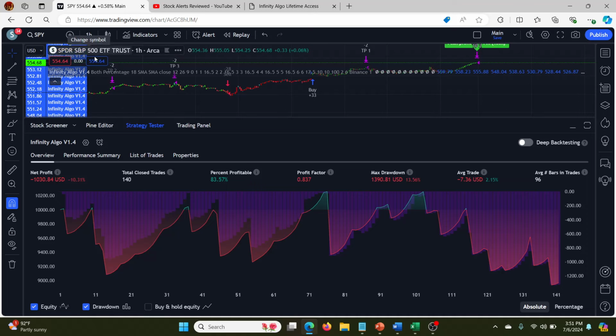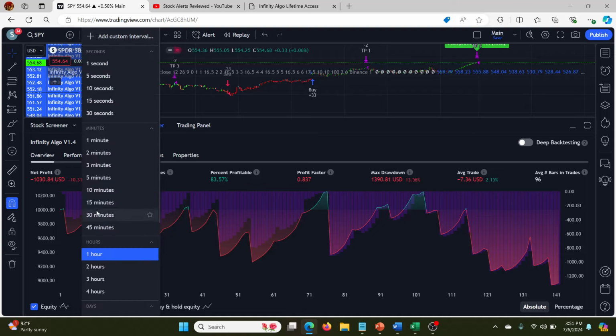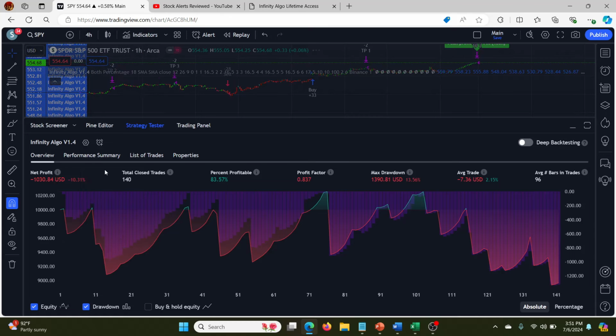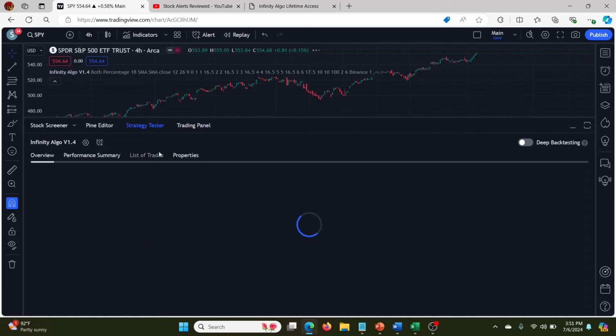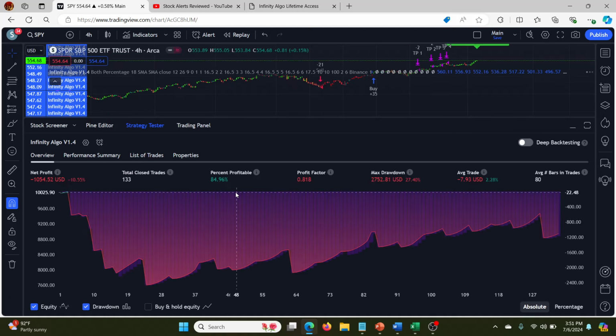So you can always adapt the strategy, add in extras to make this profitable, but this is just the default settings with Infinity Algo. But there are a lot of different time frames that are profitable. Like I showed you the daily, the 3 minute, the 1 minute. Just have a look at the 4 hour. It's kind of like a swing trading time frame here. Let's see what it gives us. It takes time to load.